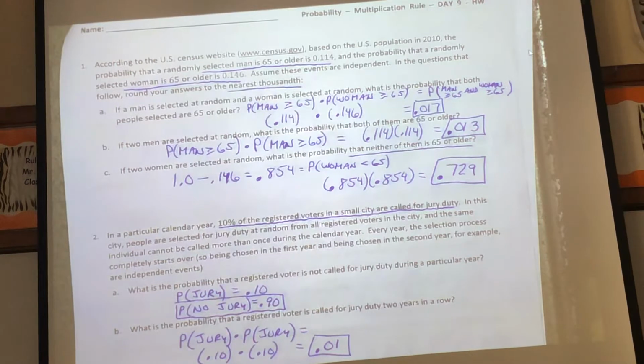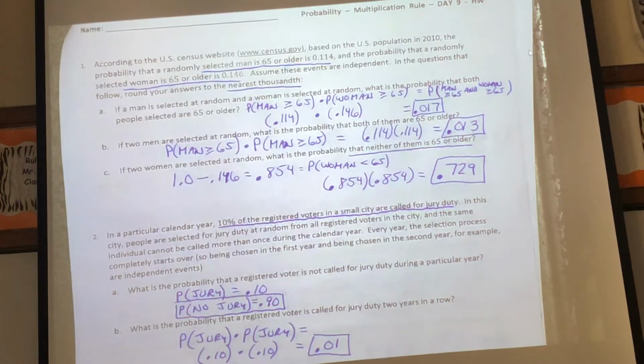According to the U.S. Census website, based on the U.S. population in 2010, the probability that a randomly selected man is 65 or older is 0.114, and the probability that a randomly selected woman is 65 or older is 0.146. Assume these events are independent. In the questions that follow, round your answers to the nearest thousandth, which would be the third decimal place.